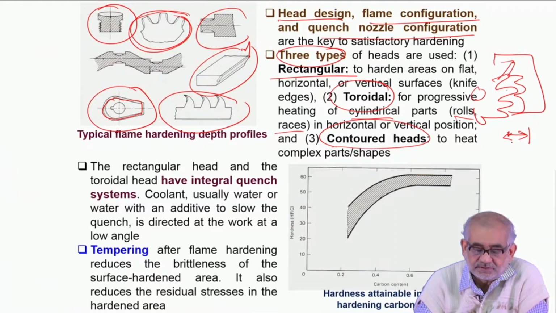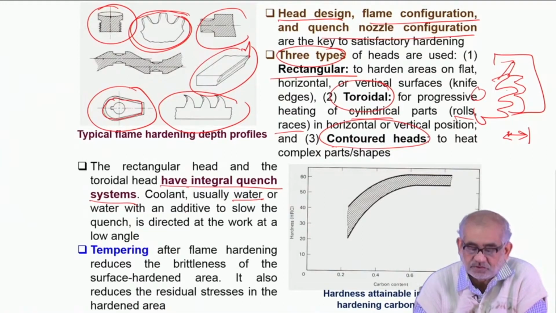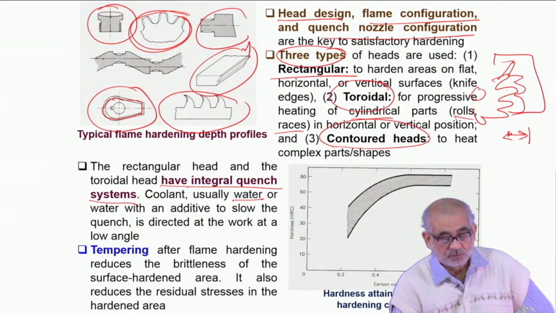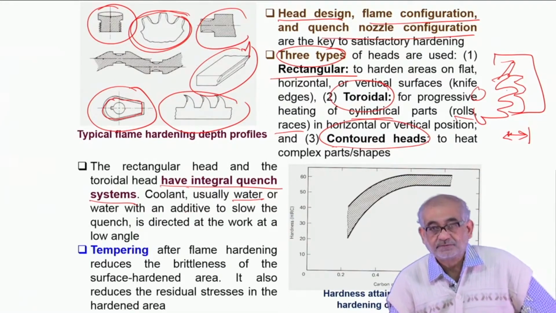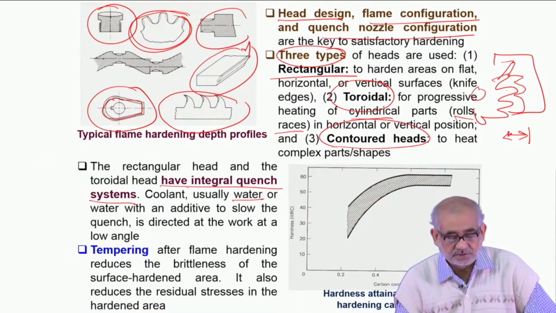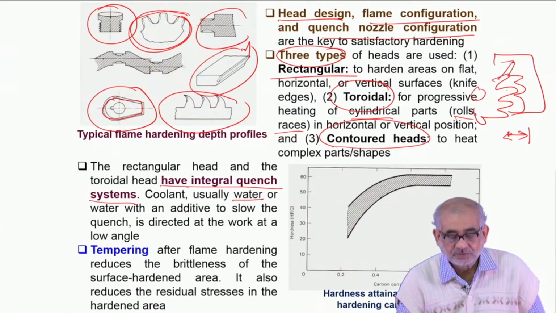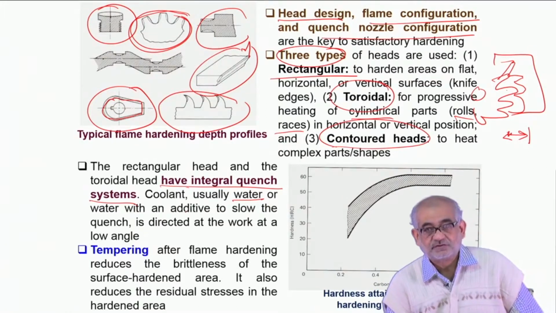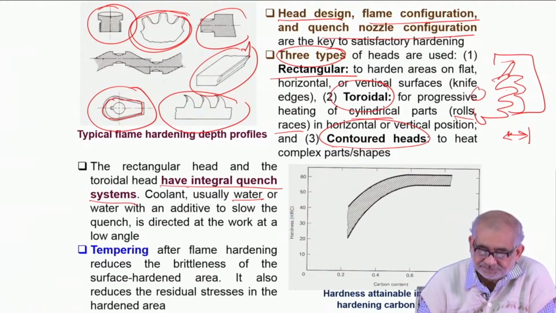All these heating devices should also integrate with a quenching system. The coolant usually is water, or it can be water with some mixtures of maybe polymers or salt, or it can even be oil. If we are employing hardened alloy steel, then we don't need very drastic quenching, so instead of water we can use oil in that case.